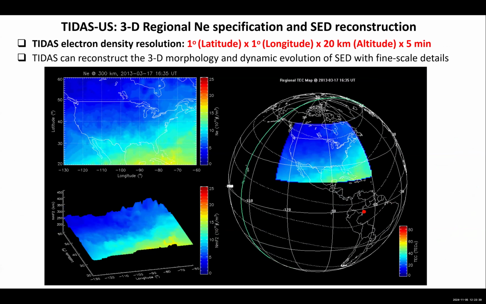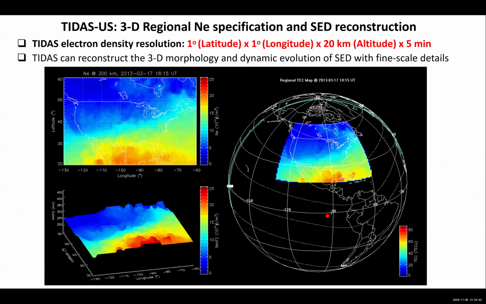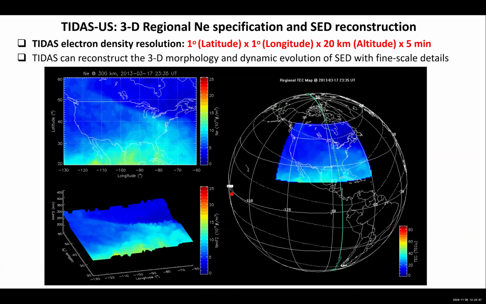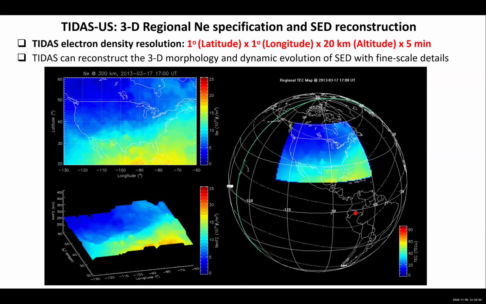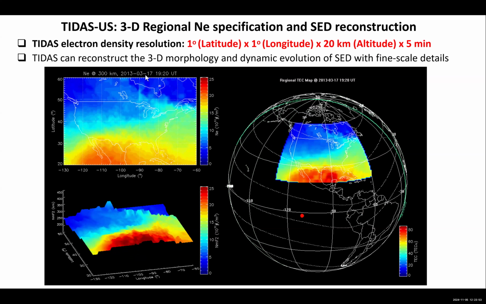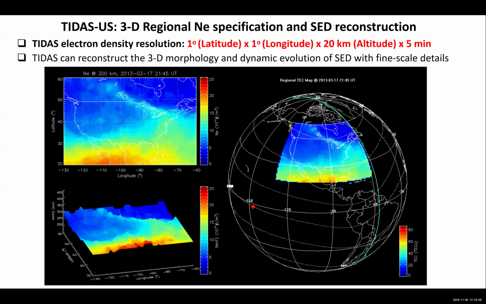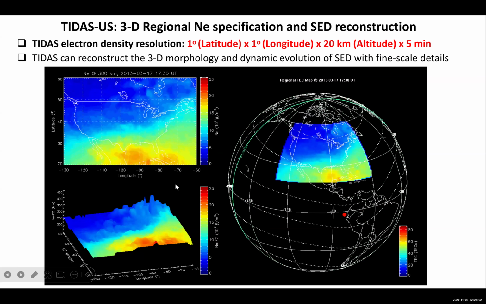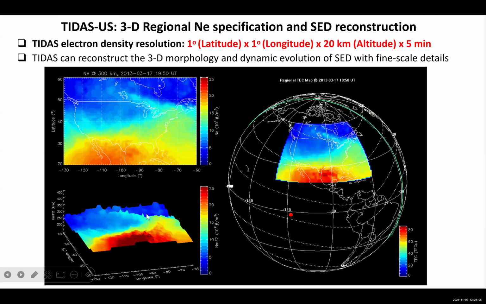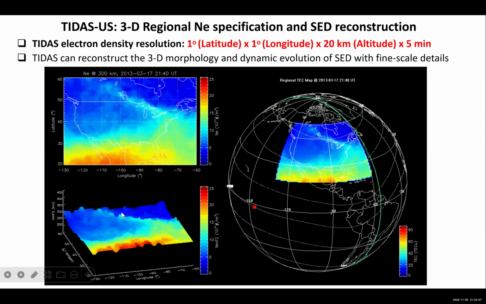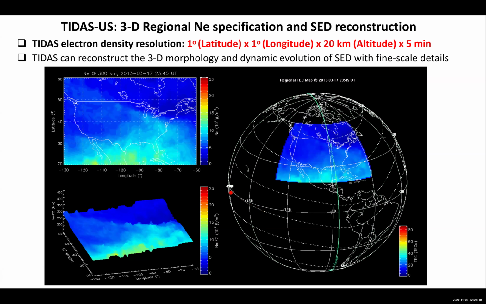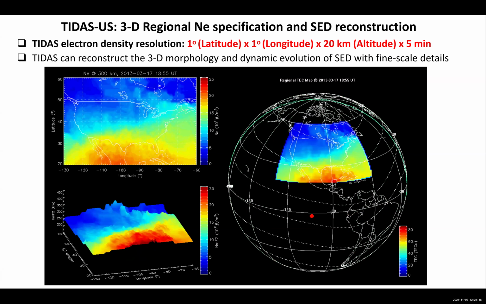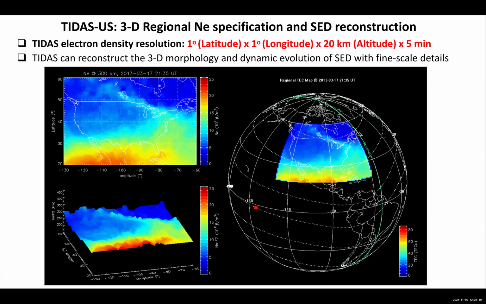Here we show a movie of TIDAS results. We would like to say that it is not only a three-dimensional product, it is actually a four-dimensional product because our time cadence is 5 minutes. So we can see the dynamic evolution of the SED plume, and we can also see some mesoscale structures. We can see the SED characterized by a layer uplift and electron density enhancement. So the 3D morphology and the dynamic evolution of SED can be reconstructed by using TIDAS with fine scale details.